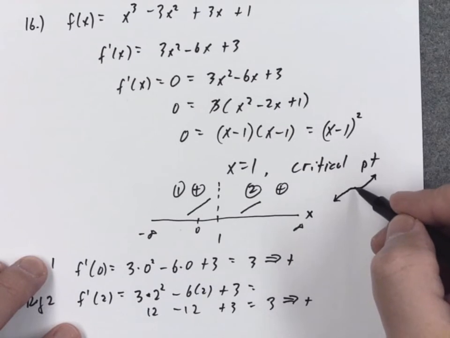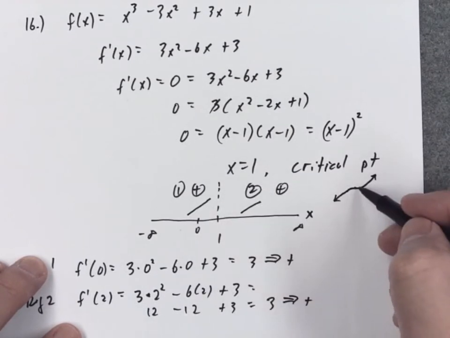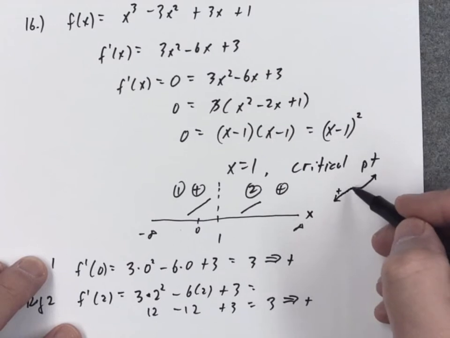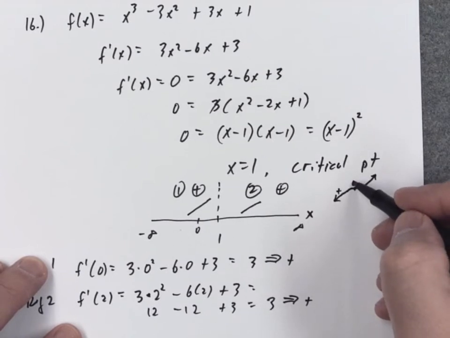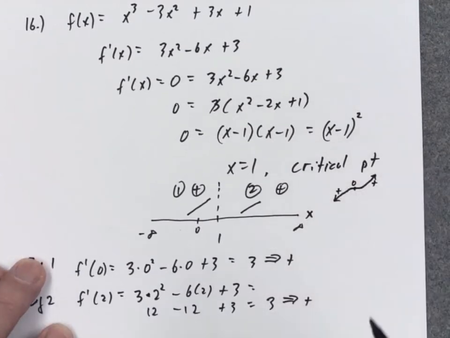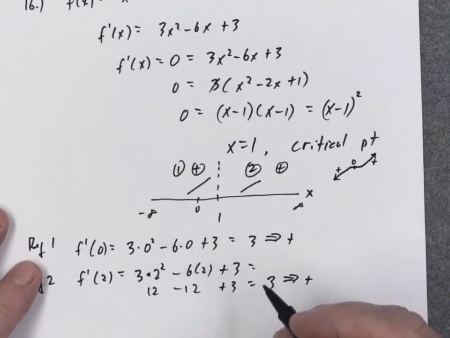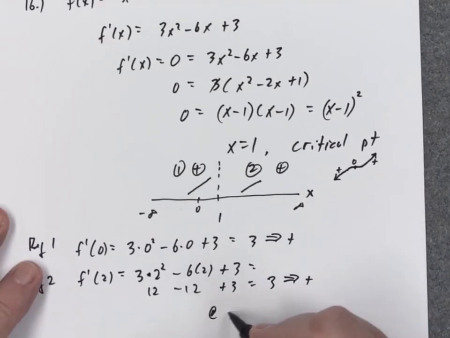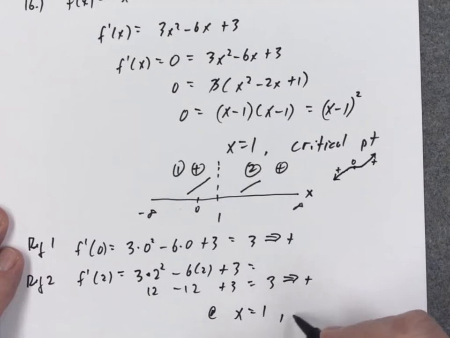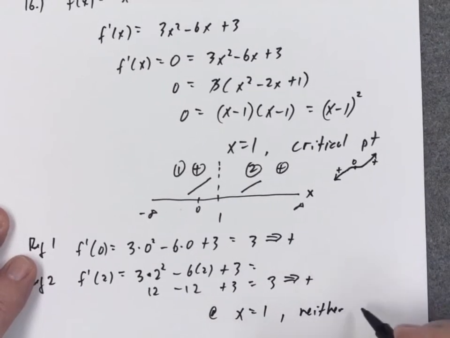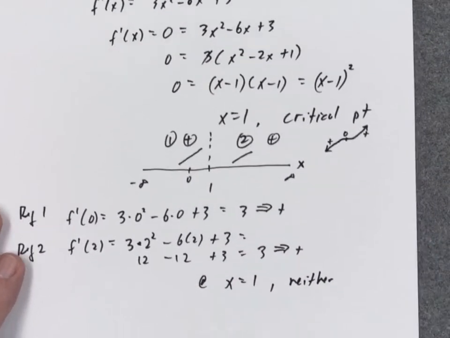Increasing. I know at this critical point, the function has to be sort of horizontal somewhere for the first derivative to be 0. So first derivative positive, somewhere in here it's 0, and then it's positive again. It looks like when x is equal to 1, we have a neither, right? We call this a neither.